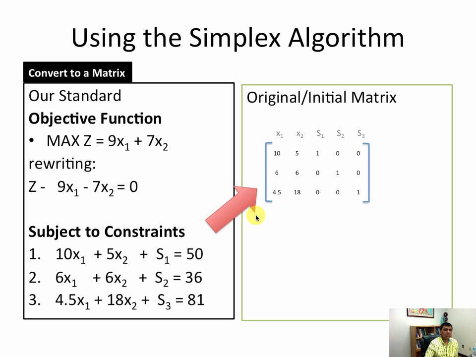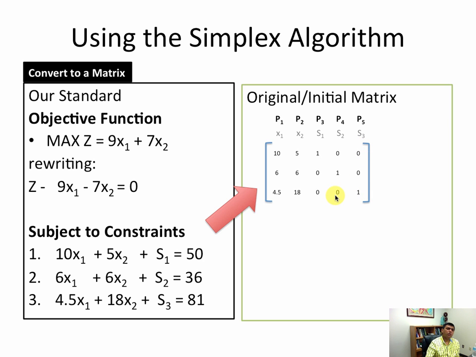If I take those coefficients and populate the matrix, it will look something like this. From the first constraint, I have 10 as the coefficient of x1. From the second constraint, it is 6. From the third, it is 4.5. x2 in the first constraint is 5, in the second constraint is 6, in the third constraint it is 18. The coefficient of S1 is 1 in constraint 1 and 0 otherwise. Coefficient of S2 is 1 in constraint 2 and 0 otherwise. Coefficient of S3 is 1 in constraint 3 and 0 otherwise.